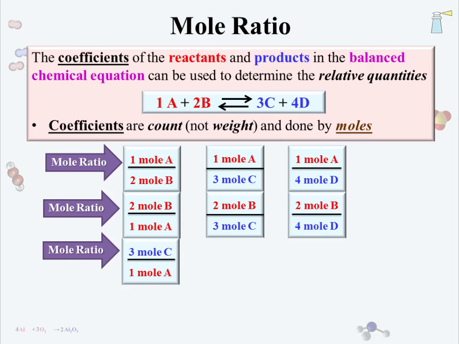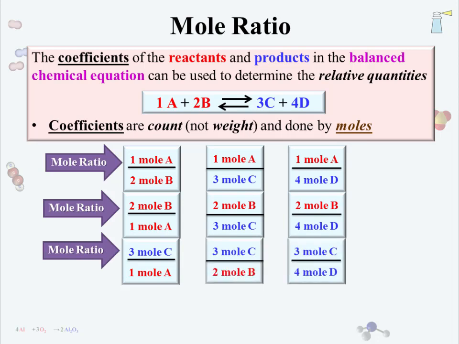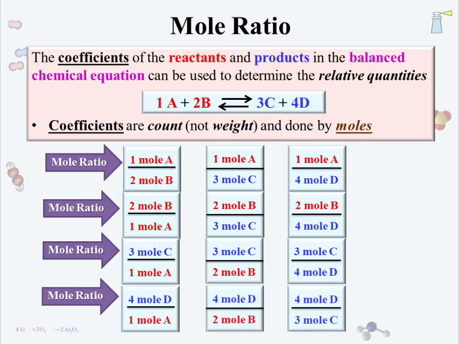Compound C can be in the numerator of mole ratios with compounds A, B, and D. Not surprisingly, mole ratios with D are also possible when the correct coefficients are added. This is an exhaustive list of all possible mole ratios given this stand-in equation. Each compound is in the numerator of ratios with all other compounds, and each compound is in the denominator of ratios with all other compounds. The mole ratio is no more complicated than that.